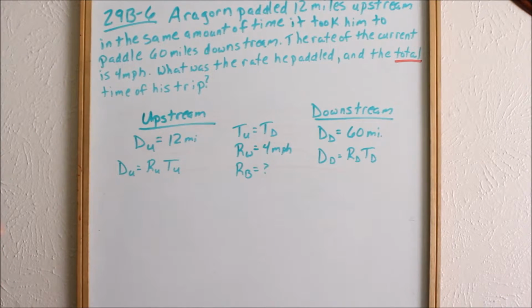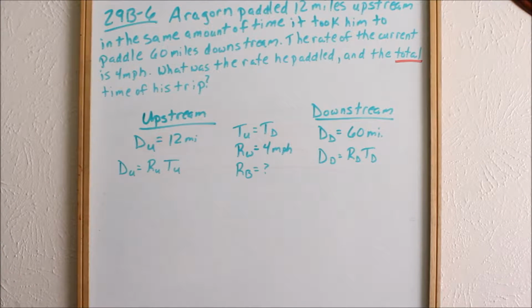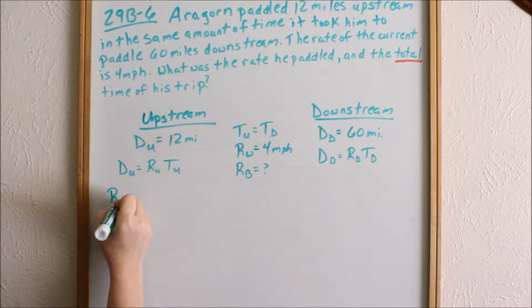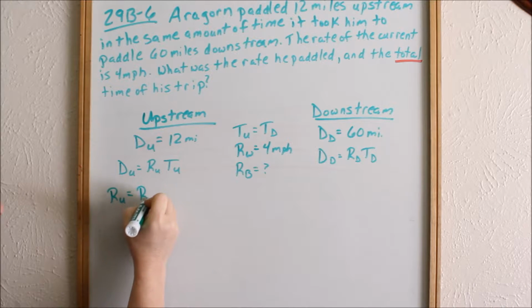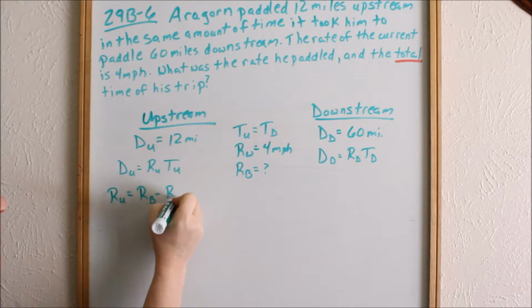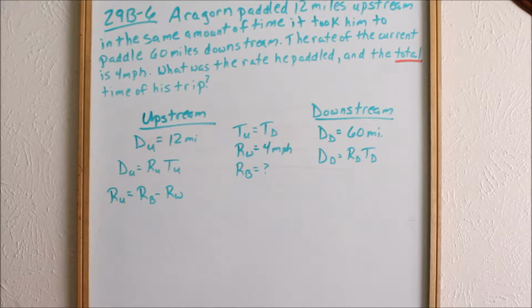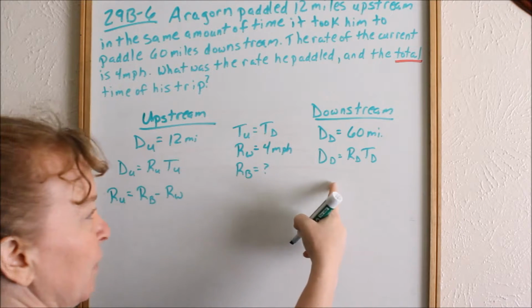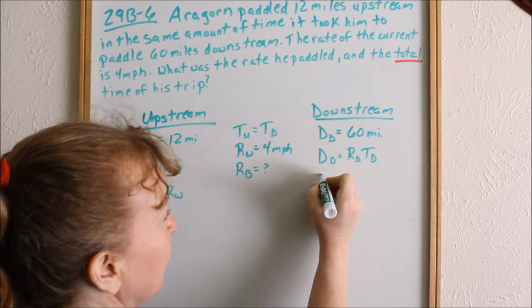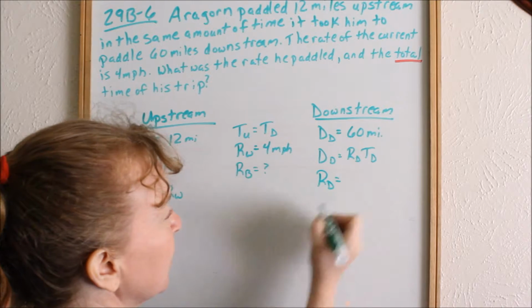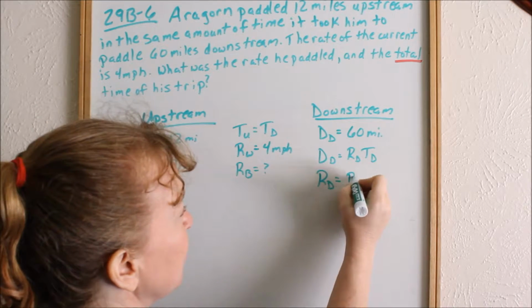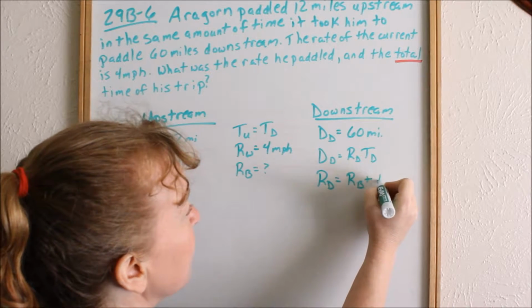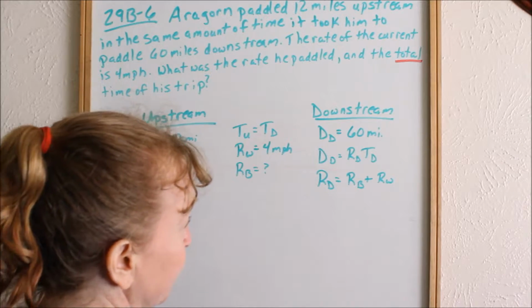A minute ago, we just wrote equations for our rate. The rate of upstream, when you are going upstream, you have to take your boat minus the rate of the water. Now let's go back over here to downstream. When you're going downstream, you're going with the water, with the current. So you take the rate of the boat plus the rate of the water.